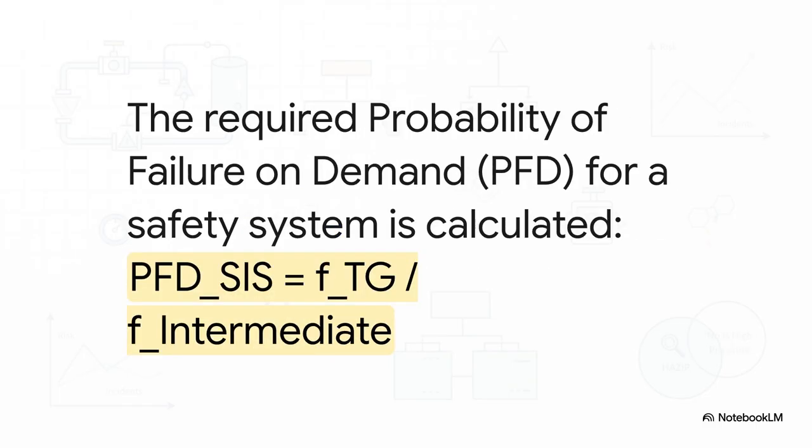At the very heart of LOPA is this calculation. This is what determines the required performance of a safety instrumented system, or an SIS. It calculates the required probability of failure on demand, or PFD. Let's break it down. Think of it like this. The formula answers the question, how reliable does our automated safety system need to be? And it does this by comparing the target risk, which is the maximum acceptable frequency of a very bad event, with the intermediate event frequency, which is how often that bad event would happen if we only relied on our non-automated safeguards. The gap between those two numbers, that's the performance required from the SIS.